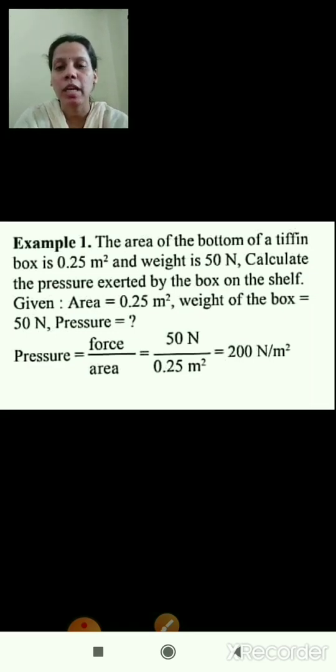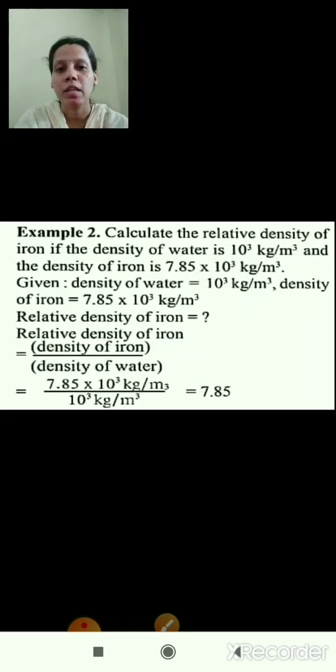Now we'll move to the second sum. Calculate the relative density of iron if the density of water is 10 raised to 3 kilogram per meter cube and the density of iron is 7.85 into 10 raised to 3 kilogram per meter cube. What is given here? Density of water is given and density of iron is given. You need to find out relative density.